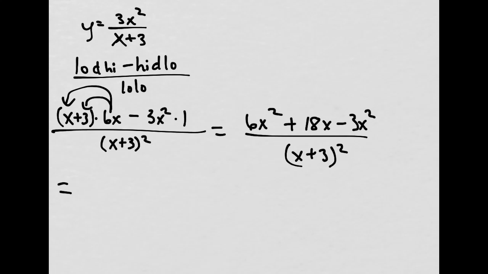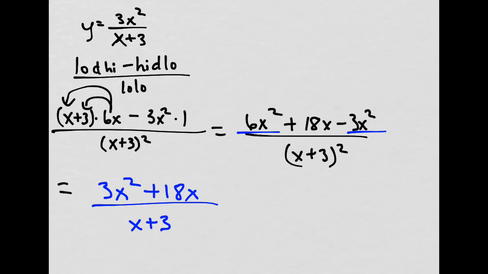So we can combine the 6x squared and the negative 3x squared and get 3x squared plus 18x over x plus 3 squared. One go. Do what? Which one? This one? Yeah. Alright. 1 times 3x squared is just 3x squared.